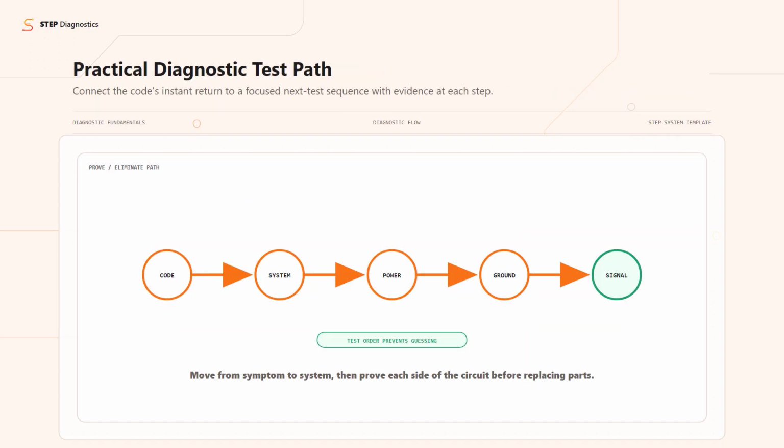A DTC that comes right back isn't just a random glitch, it's a repeatable electrical issue. Use a test path that proves power, load, signal, and ground, or isolates the failed branch by unplugging connectors and watching voltage changes. By reading evidence at each step, you find the real source, not just the symptom.